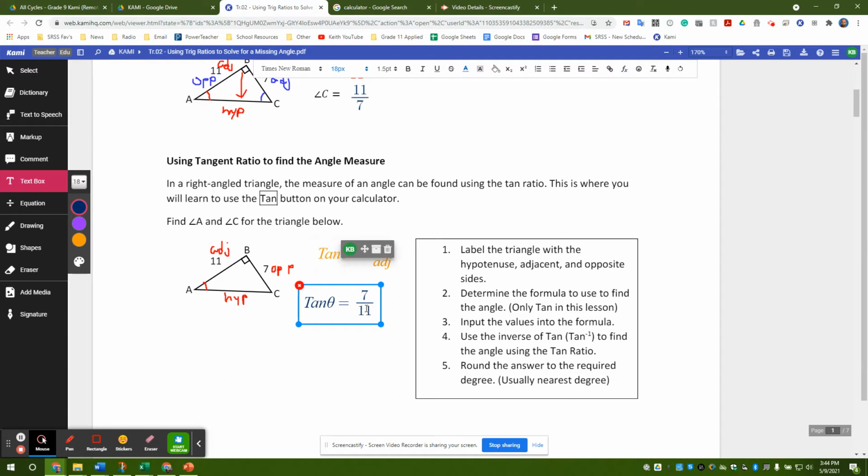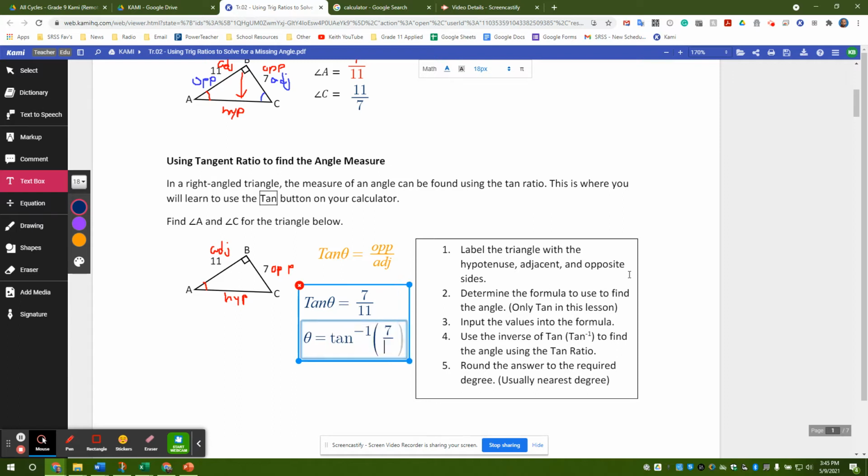Or we're going to do it to both sides. So what it's going to look like is, if we do inverse tan, it removes it on this side here, and the theta is all by itself. But now we're going to have tan negative 1 of 7 over 11. So we're going to do the inverse tan of our ratio.